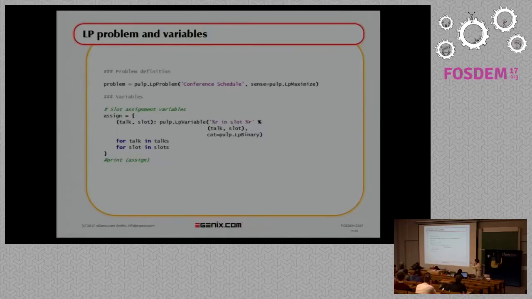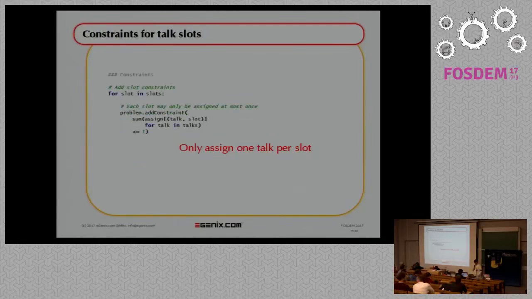And then the solver will figure out it's going to be a binary variable, so you can see that the category is called binary. So it just says 0 and 1. So the solution will then have 0 or 1 depending on whether the talk is in that slot.